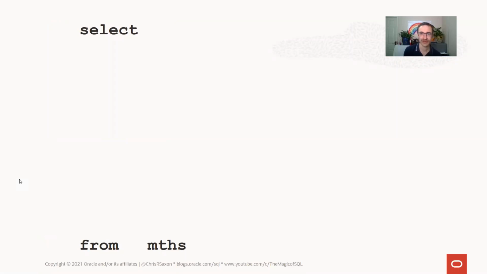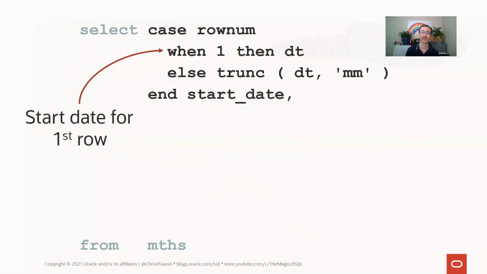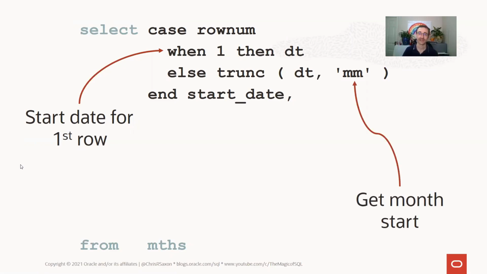So what we want is, if it's the first row, get the value we passed in, basically. For every other row, get the first of the month. So we can do that with a case expression like this. You can see when the row num equals 1, we'll get our date. Otherwise, we will trunc the date, and we're using the month format to get the first day of that month. So that gets the start of the month.